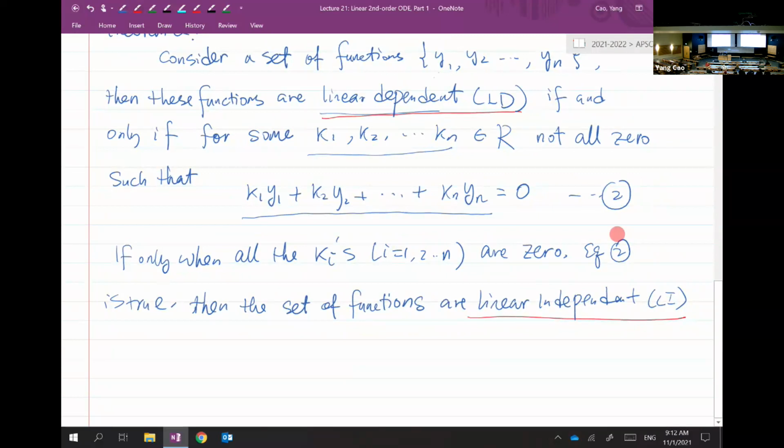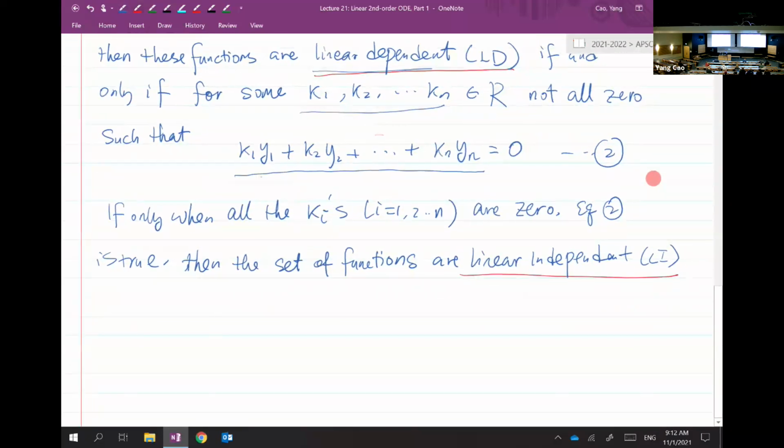So these are two situations. When you have a set of functions, they're either linear dependent or linear independent. And how do we decide the relationship? We use theorem number 2. You can construct this equation 2 and examine: are you able to get some numbers for k1, k2, kn so that the whole thing equals 0, but not all of the k's are 0? If that's true, then you have linear dependent. Otherwise, you have a linear independent relationship. So let me show you a few examples here.